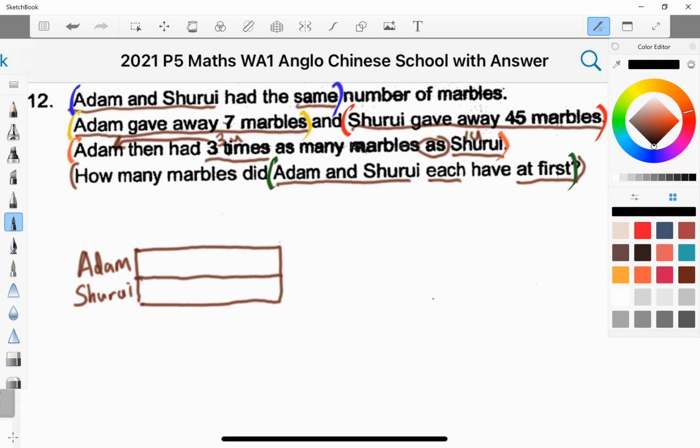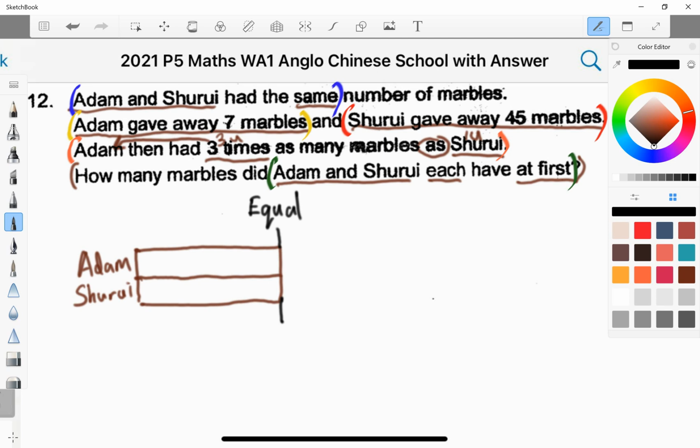And in my model itself, I'll indicate the word equal. This is a reminder to myself that at the start, they were equal. At the start, they had the same number of marbles. So in my model, I must show that Adam gave away 7 and Shure gave away 45.